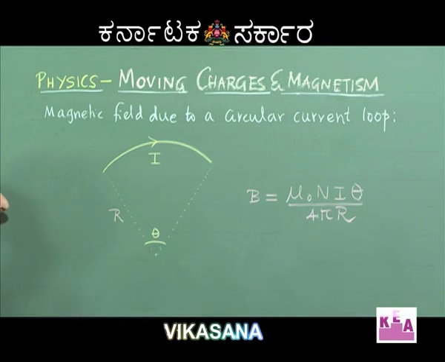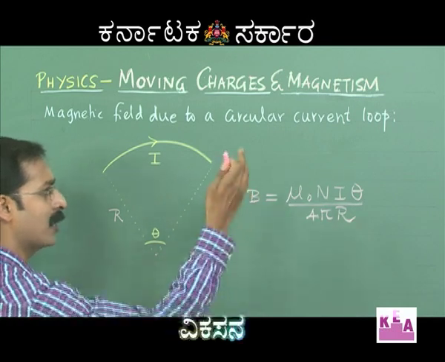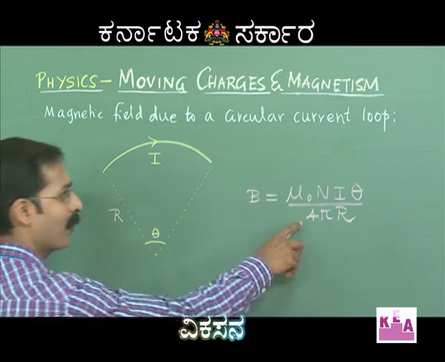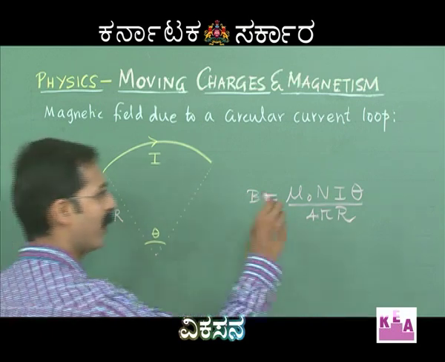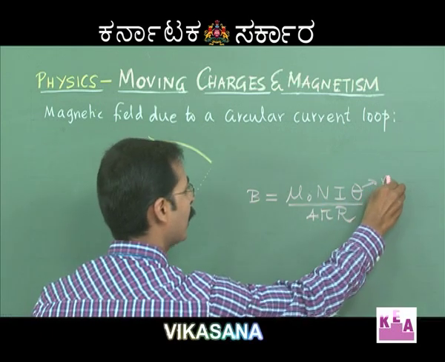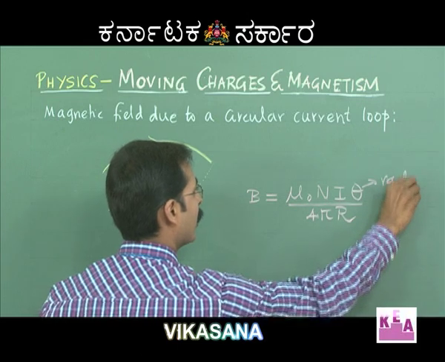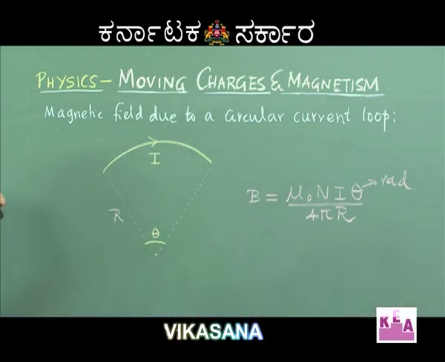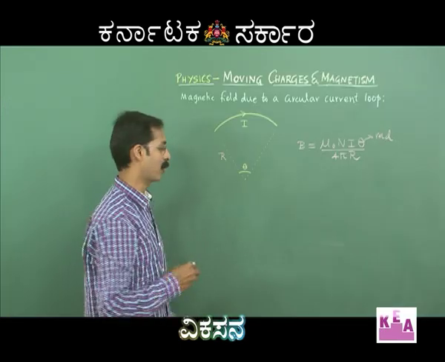Magnetic field here is given by mu naught into number of turns into current into angle divided by 4 pi r. You should be very careful with this angle. This theta should be expressed in radians. That is one point we have to remember. That becomes very important when you solve problems.